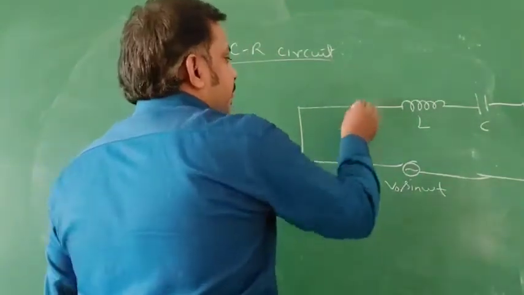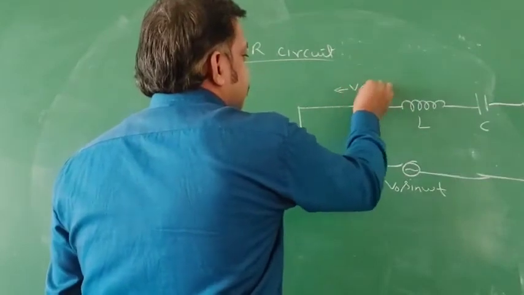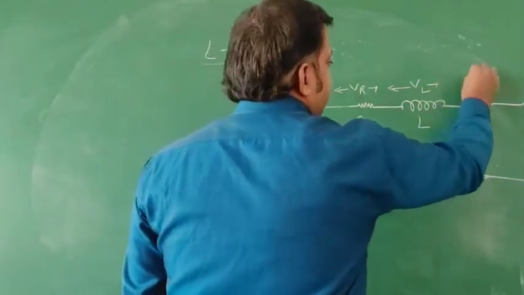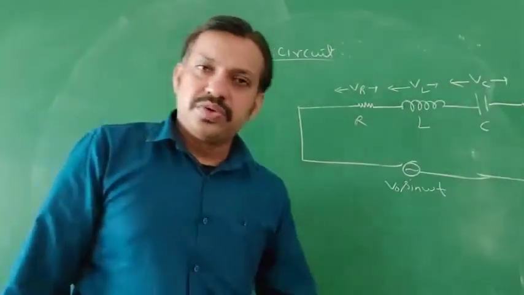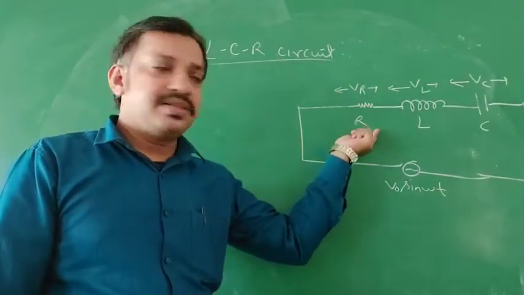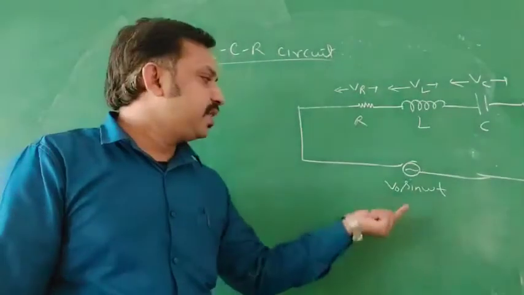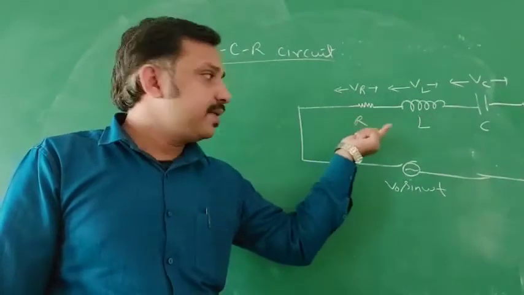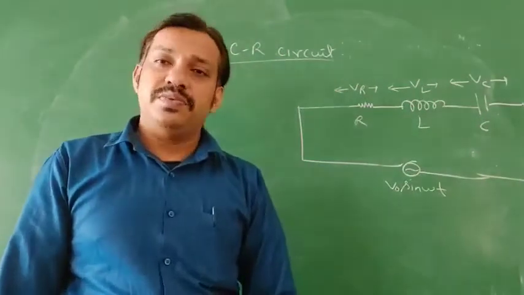We are applying an alternating voltage across this RLC. Suppose the potential difference across the resistor is VR, across the inductor is VL, and across the capacitor is VC. Whenever we apply the time varying signal, a potential difference builds up across the resistor, the inductor and the capacitor. So at any instant of time, when the voltage is V naught sine omega t, the potential differences are VR, VL and VC. Right?